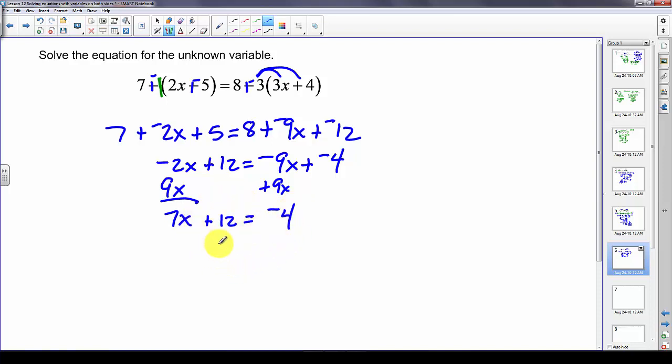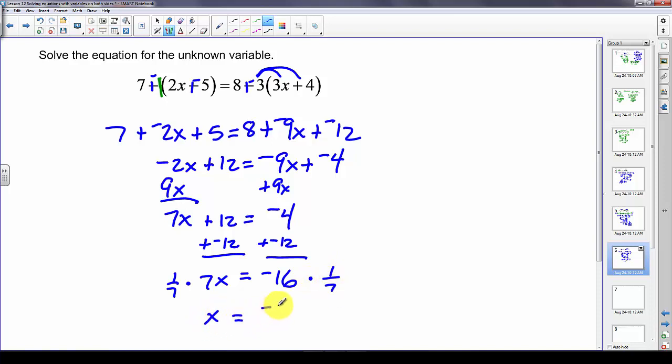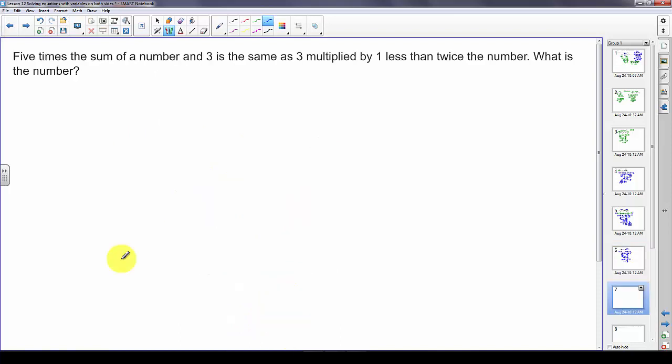I'll then get rid of this constant term of 12 by bringing it to the other side. So I'm going to add a -12 to both sides. Leaving 7x on the left and -16 on the right. I want to undo the multiplication of 7. So I'll multiply both sides by 1/7. And my answer will end up being -16/7.